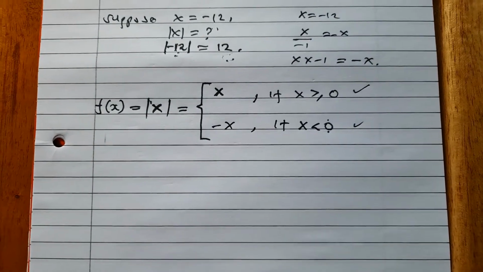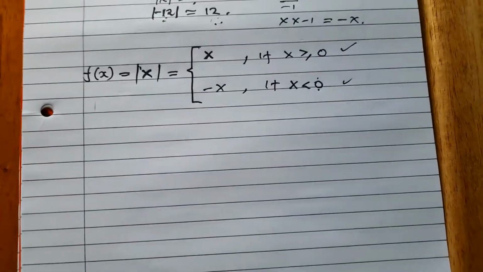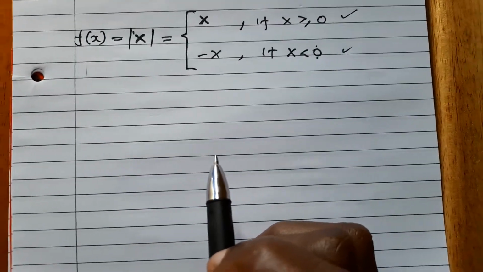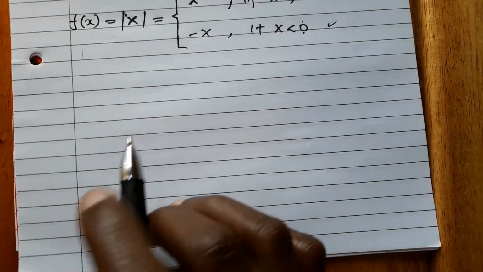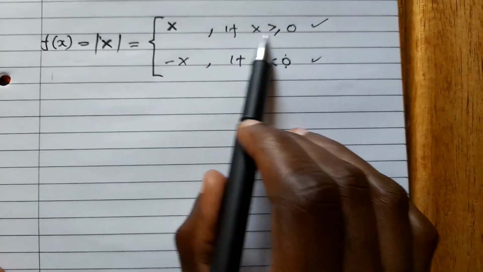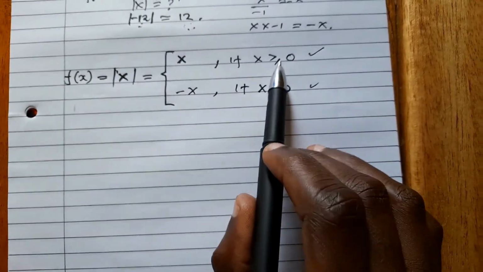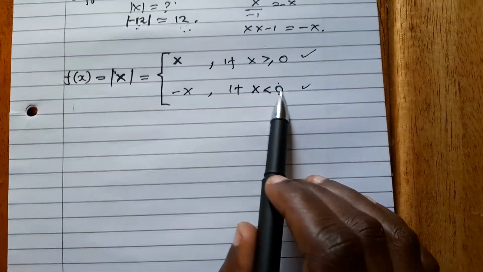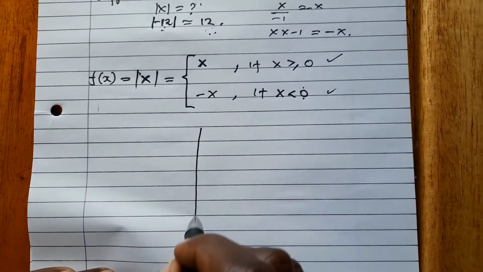We can generate the graph of the piecewise function as well. And how is that? By graphing each piece individually based on the given domain. The domain is where that function is actually defined. Like for this case, my domain is x greater than or equal to 0. And in this case, my domain is x less than 0. So we can graph this function.